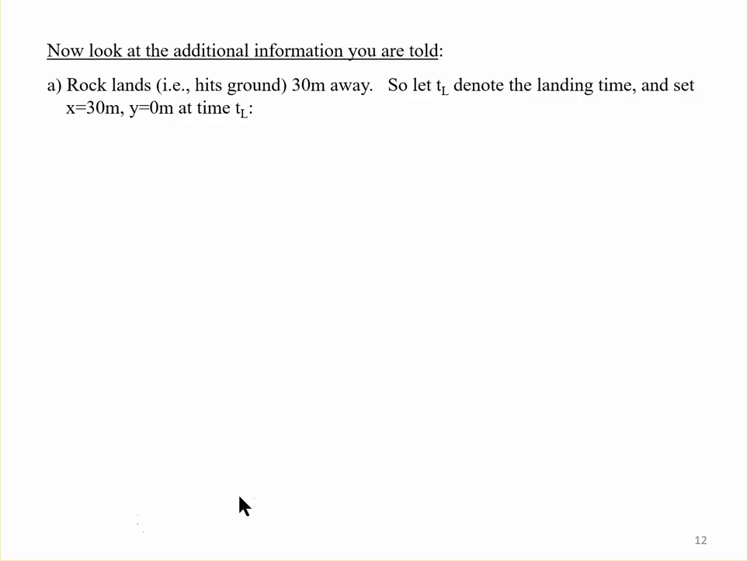The next step in our problem-solving methodology is to look at any additional information that we're told. And in this problem, we're told that the rock lands, in other words, it hits the ground 30 meters away from where you threw it. So what we're going to do is let T sub L denote the time when the rock lands, and we're just going to go to our position equation and plug in at time T sub L, require that the horizontal position is 30 meters and the vertical height at that time is 0.